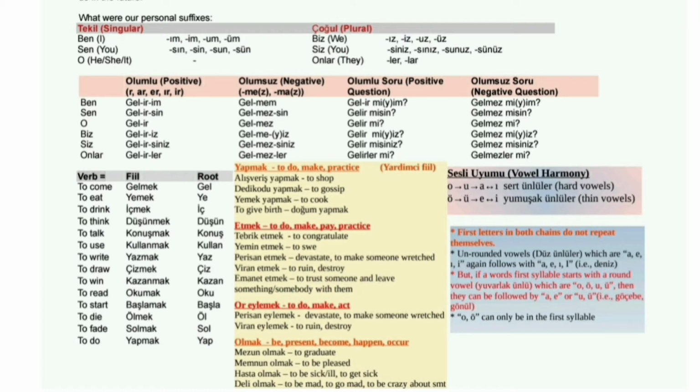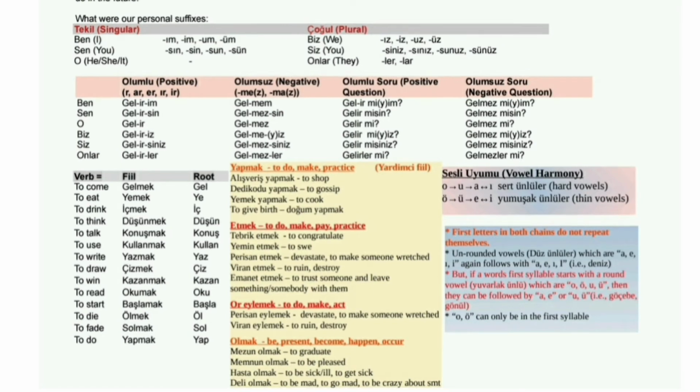So, we are taking gelmez and then adding our question word mı, mi, and the personal suffix im, üm. So, gelmez miyim, gelmez misin, gelmez mi, gelmez miyiz, gelmez misiniz, gelmezler mi? Ben gelmez miyim? Sen gelmez misin? O gelmez mi? Biz gelmez miyiz? Siz gelmez misiniz? Onlar gelmezler mi?